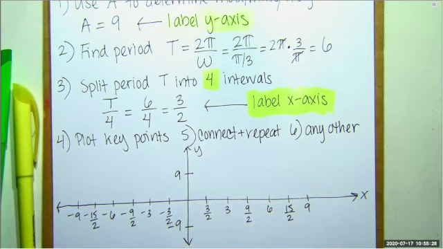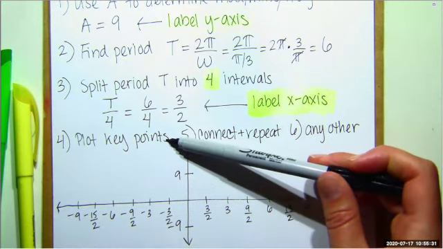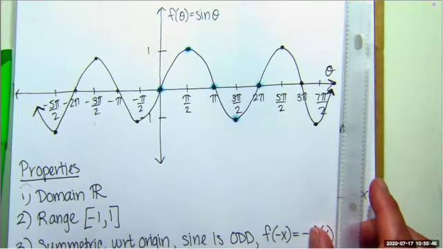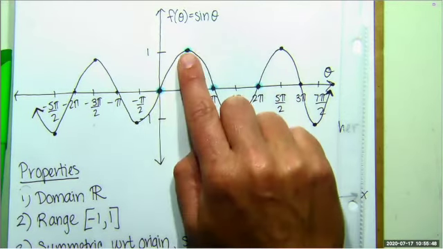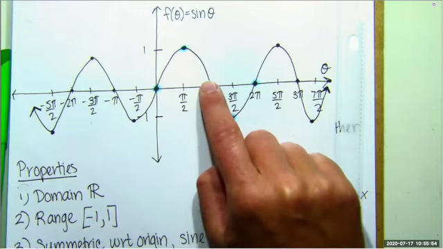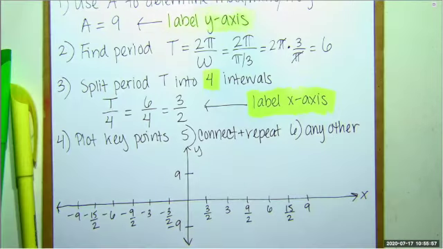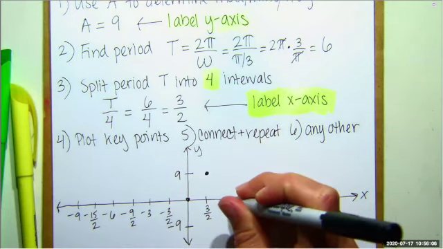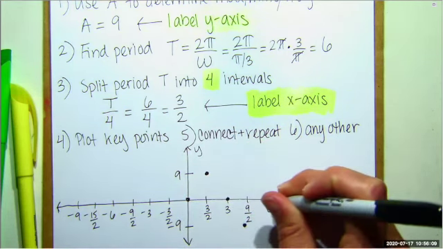Okay, once we have the x-axis labeled, what we want to do is plot our key points. So we are graphing sine. What we want to do is look at our general shape of sine and just copy that pattern in. So this was our graph from last lecture. Our pattern for sine was 0, max, 0, min, 0. What I'm going to do is just copy that pattern right in. So here we go. 0, max, 0, min, 0.